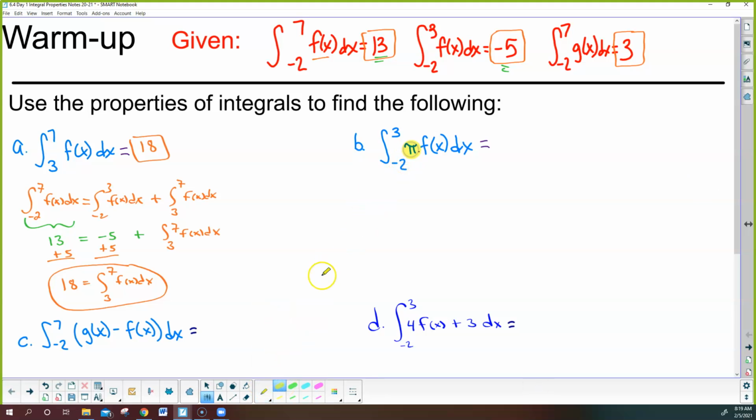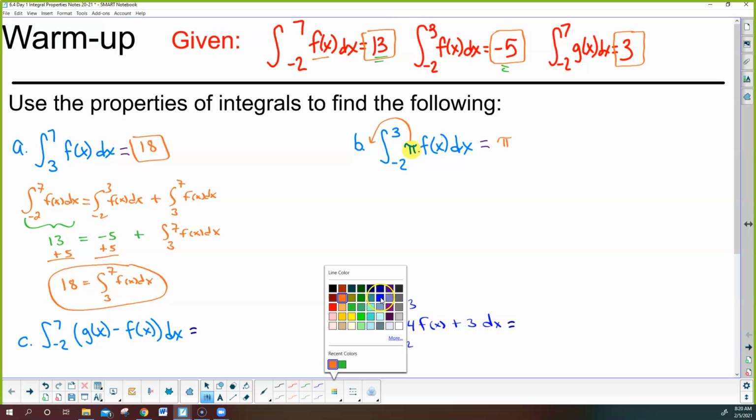So look at this. We have pi. None of these have pi in them, so I can't directly use this as given. However, we had a property that said we can rewrite this. And just like we had with derivatives, if there's a constant, you can pull that constant out to make this problem appear different.